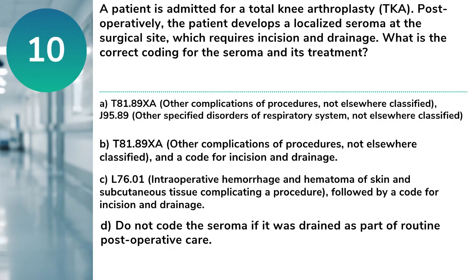Question 10. A patient is admitted for a total knee arthroplasty, TKA. Postoperatively, the patient develops a localized seroma at the surgical site, which requires incision and drainage. What is the correct coding for the seroma and its treatment? A. T81.89XA, other complications of procedures, not elsewhere classified, J95.89, other specified disorders of respiratory system, not elsewhere classified.